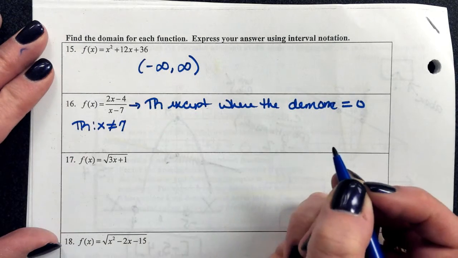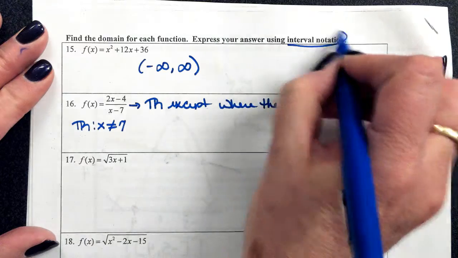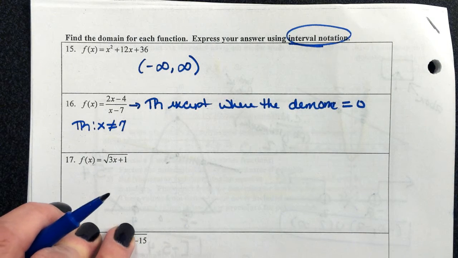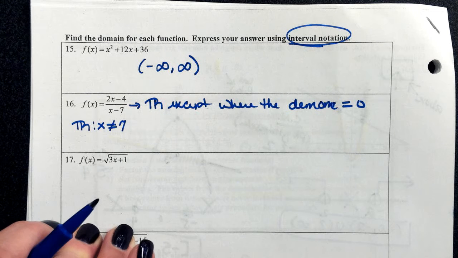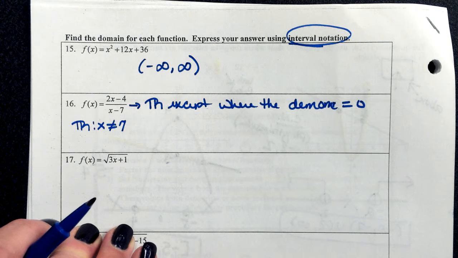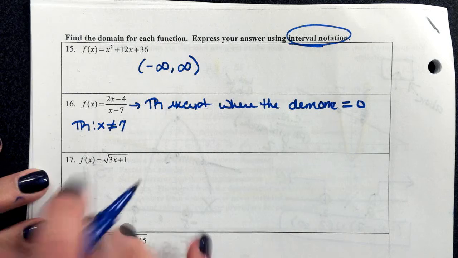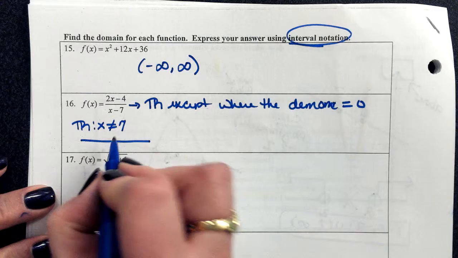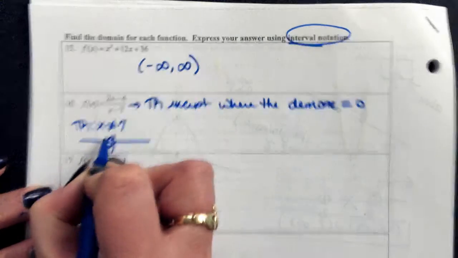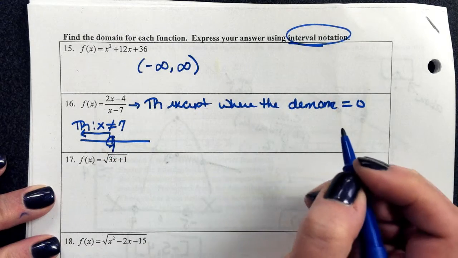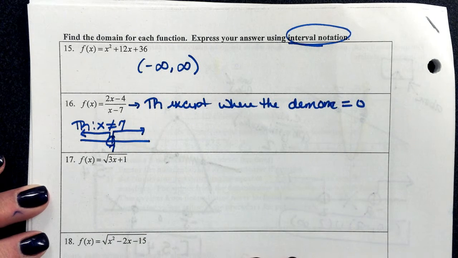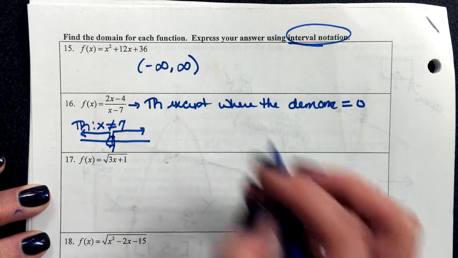Well, now the directions say to state that in interval notation. Remember, when you're stating an interval notation, if you're excluding one number from the domain, it's going to be 2 intervals. Think about what the real number line is going to look like here. If I'm excluding 7 from the domain, I know that I'm looking for numbers less than 7 to be included in the domain, and numbers greater than 7 to be included in the domain. So I have to write 2 intervals to exclude 7 from the domain in interval notation.